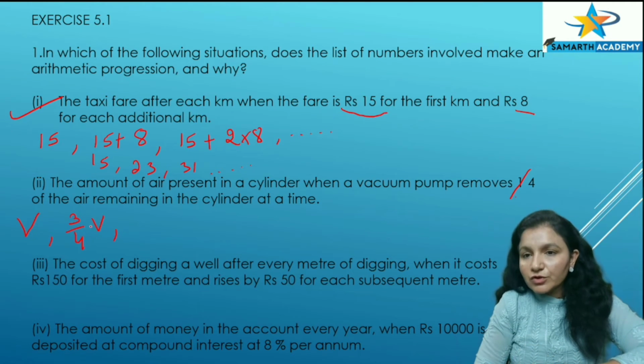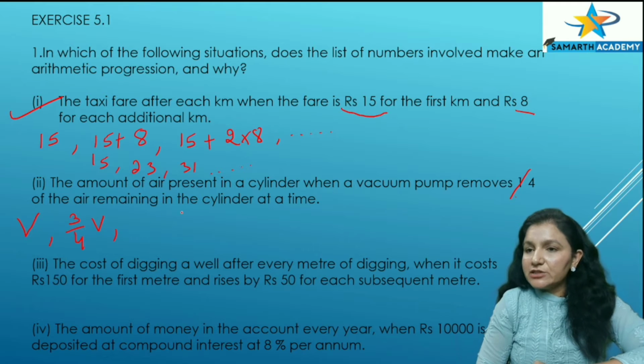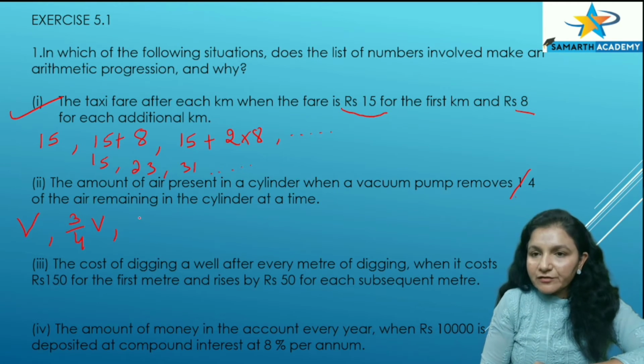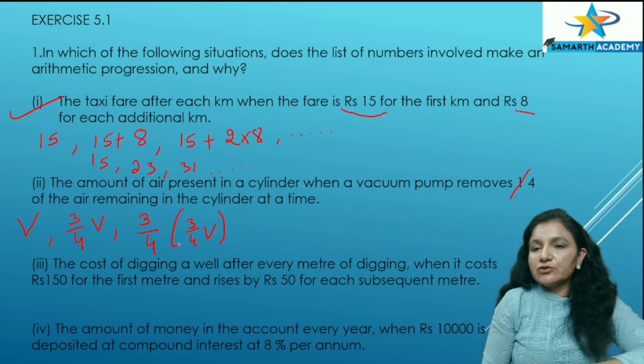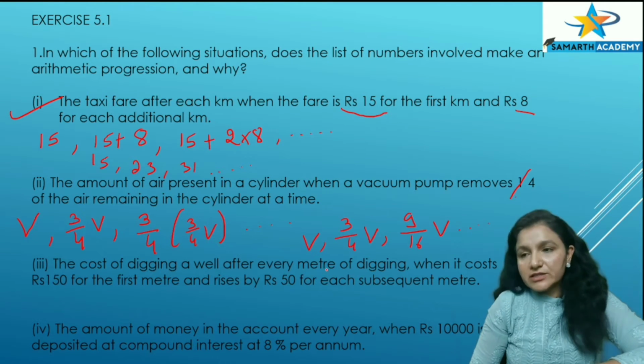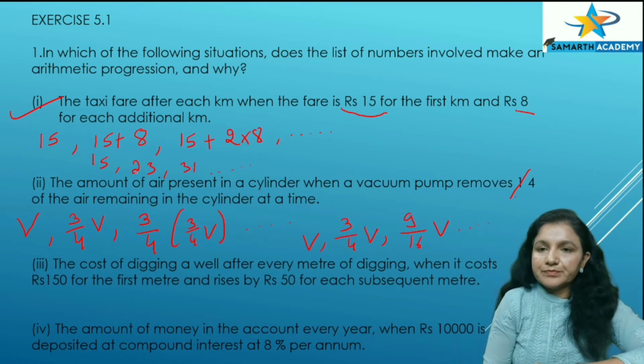So again 1/4 of this remaining is pumped by the vacuum pump. So what will be left? 3/4 of 3/4 of V, which is 9/16 of V. So what are our terms? The terms are V, 3/4 of V, 9/16 V and so on. Clearly there is no common difference. So this is not an AP.